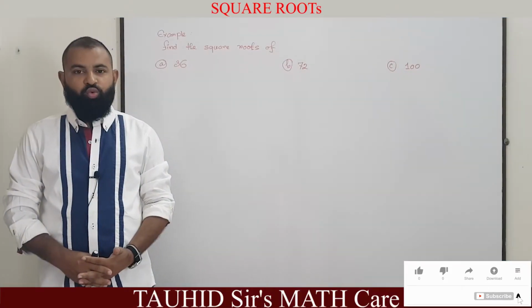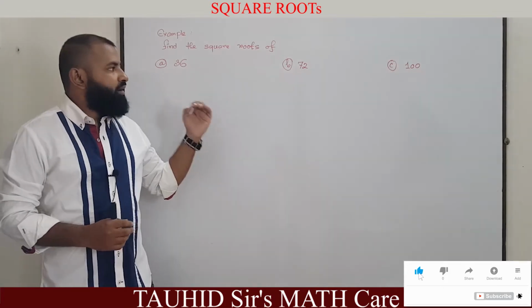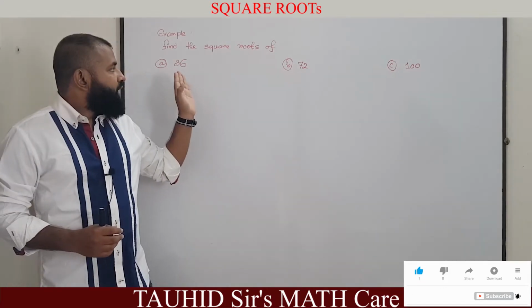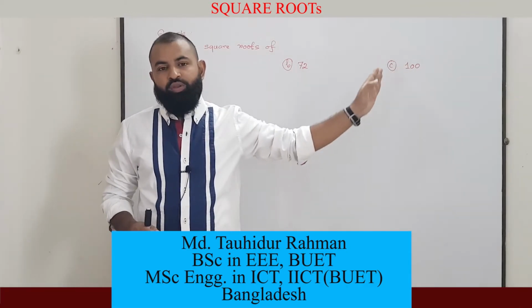How to find the square root of a number. We will learn this from this video. Here you see three examples. We need to find the square roots of 36, 72 and 100. How can I do that?